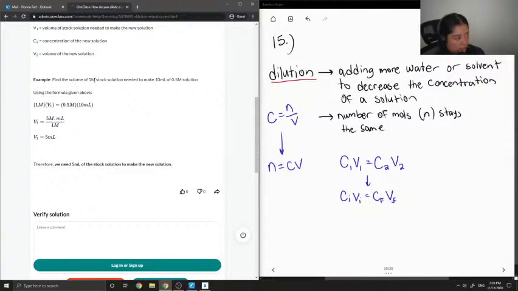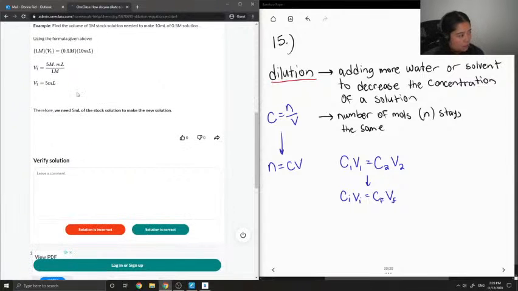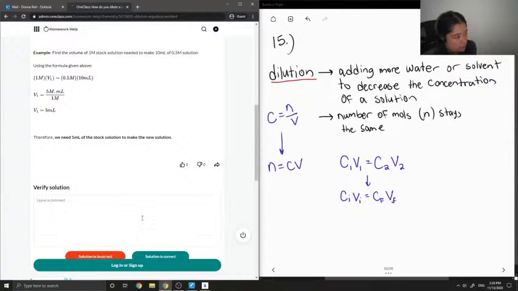Find the volume of 1 mole per liter stock solution needed to make 10 milliliters of 0.5 mole per liter solution. Using the formula given above, our initial concentration is 1 mole per liter, and we're trying to solve for the initial volume. The new concentration is 0.5 moles per liter, and the new volume is 10 milliliters. So then they just solved for V1 and got 5 milliliters. Okay, so this solution is correct. And they also gave a nice example.